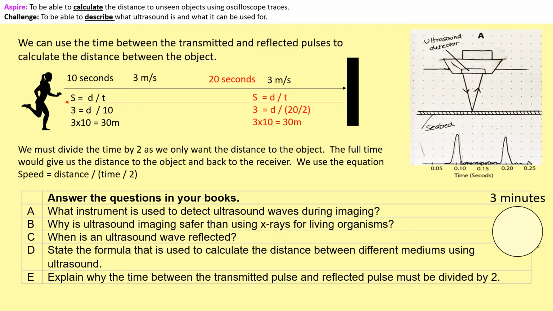So I'd like you to answer questions A to E in your books, please. Again, write in full sentences. So for A, you would say the instrument used to detect ultrasound is called A. I'll give you a clue. It starts with O. All right, you've got 3 minutes. Off you go.